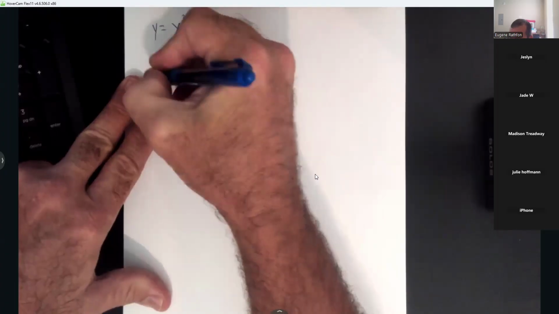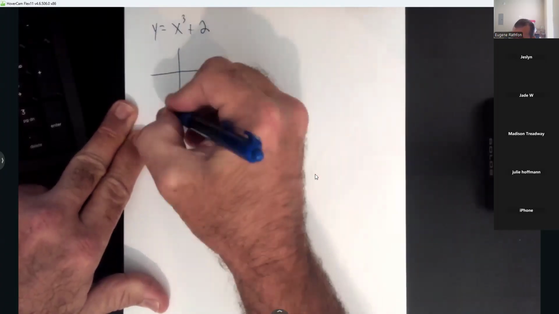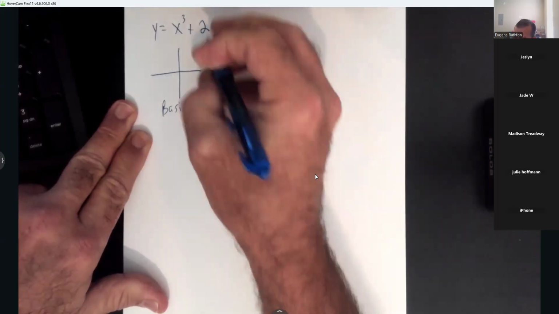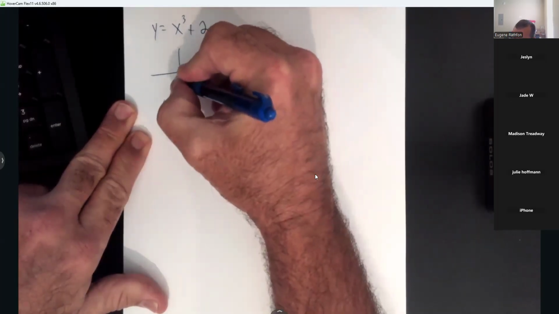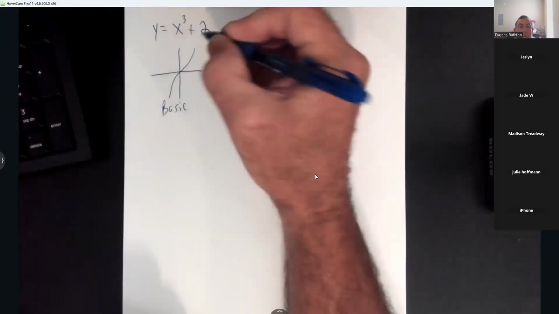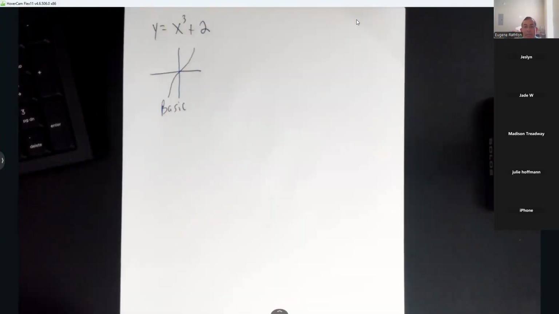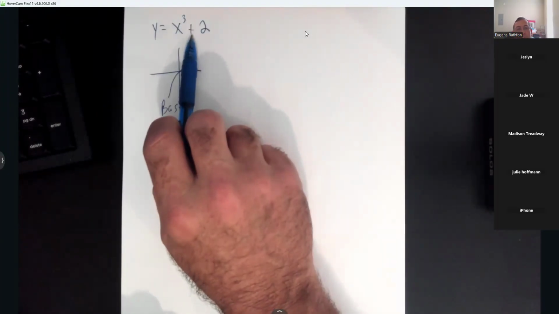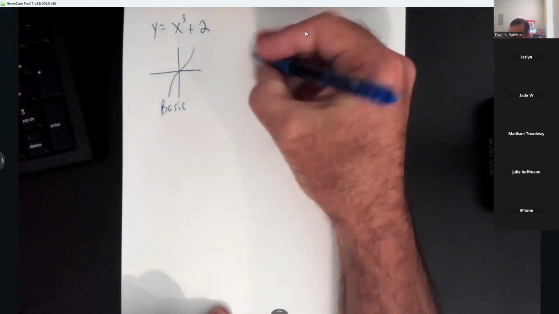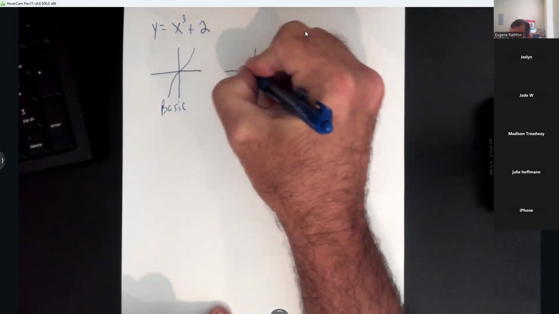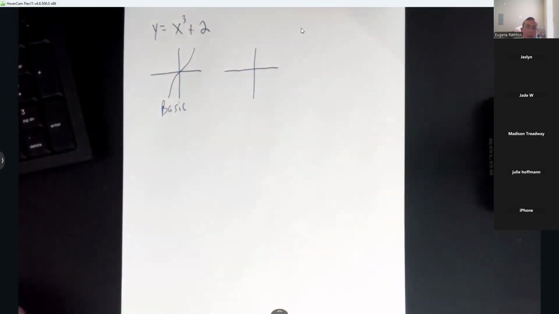If you remember on the basic graph, this would be the basic graph of x cubed. The x cubed came up, went through the center, and then went uphill. That was our basic graph. So what we've got to wonder is, what's that plus 2 doing to this basic graph? And y'all, on that one, you just got to know, is that plus 2 going to move me up, down, left, or right?